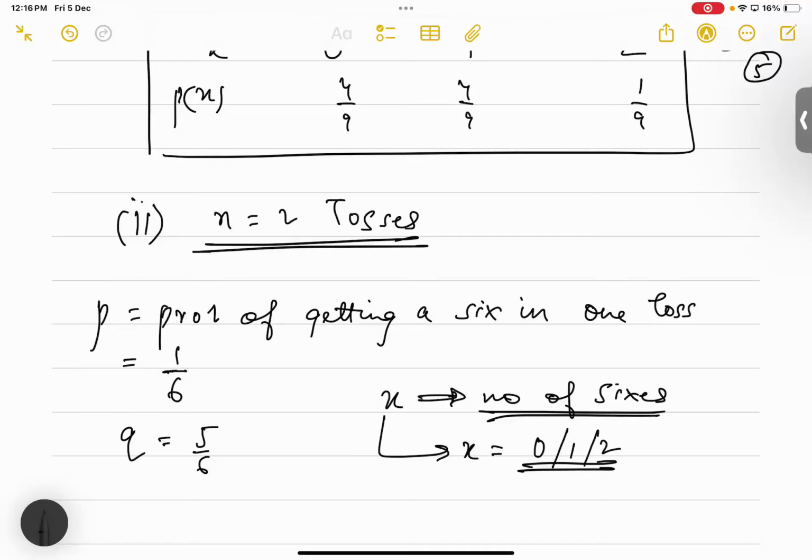Actually, that question is incorrect. Find the probability of occurrence of 6. It should be the case. They should not have said at least once. At least one comes in binomial. It will not come here. But then we'll take it like this only.